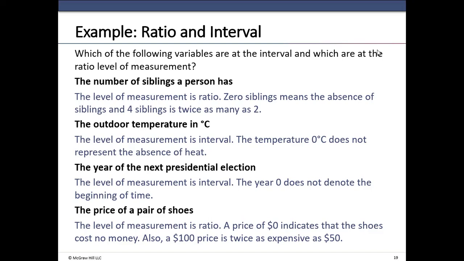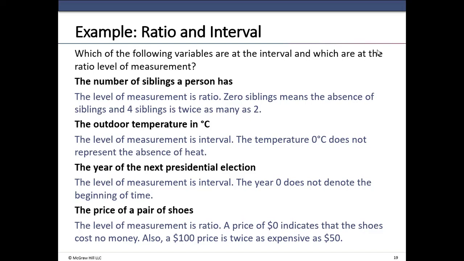Outdoor temperature in degrees Celsius. The level of measurement is interval. The temperature 0 degrees Celsius does not represent the absence of heat. The year of the next presidential election, level of measurement is interval. The year 0 does not mean beginning of time.